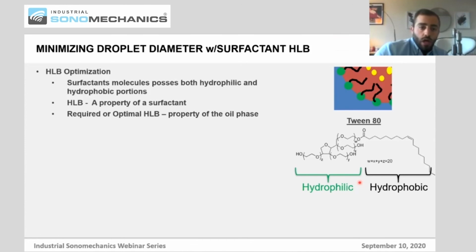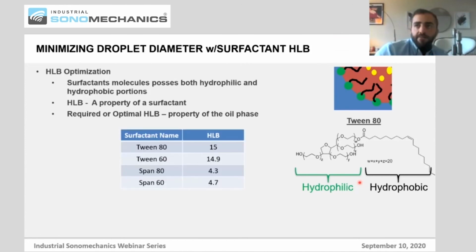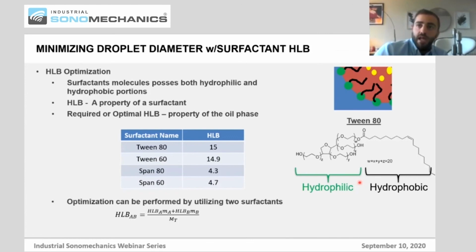So various surfactants have different HLBs, and you could go through several different surfactants to test out HLBs, but you end up having to test several different surfactants. It's actually simpler to just take two surfactants and perform an optimization like this, where you can modulate the HLB of the system by maintaining a constant surfactant amount, but changing the ratios of one surfactant to the other.